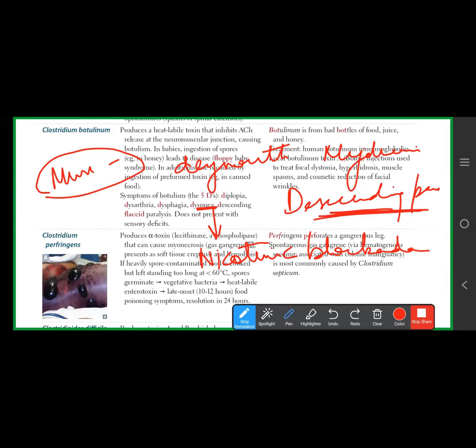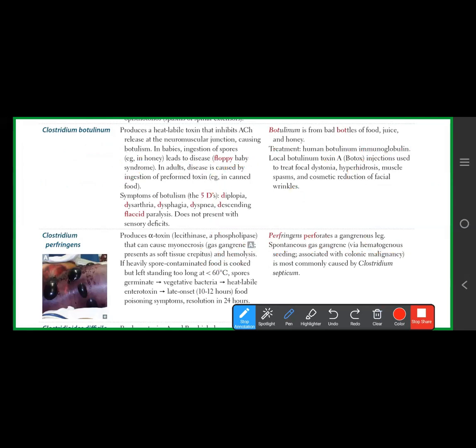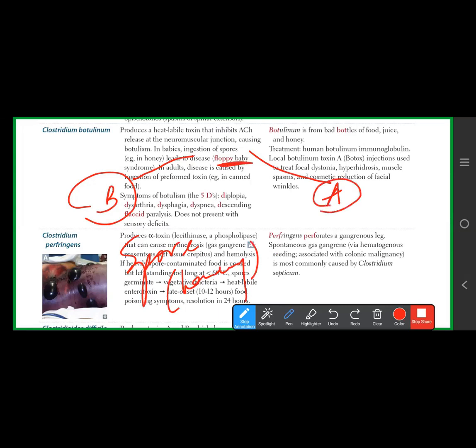One more thing you have to know is how it is transmitted, in the babies and in the adults. In the babies, it's via the spore. For example, they eat honey, mothers feed honey to babies, and that will cause a floppy baby. In the adults, you have to remember it's via the preformed toxin.